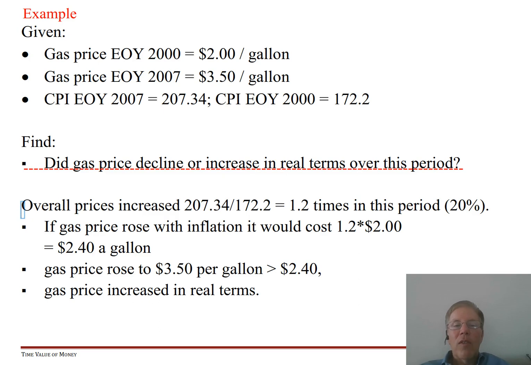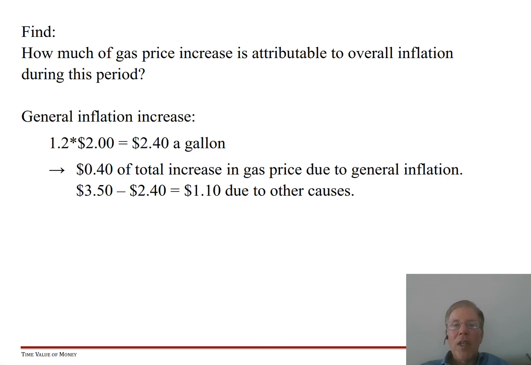In most circles, that's 2.4. So if gasoline rose with inflation, the price at the end of 2007 would have been $2.40 a gallon. We know it ended up at $3.50 a gallon, so clearly that's not true. Gas was not rising with inflation. It was rising faster. If it's rising faster, what does that mean in real terms? The gas price increased in real terms. Okay, so that's how I solved this. Like I said, there are many different ways to skin this cat.